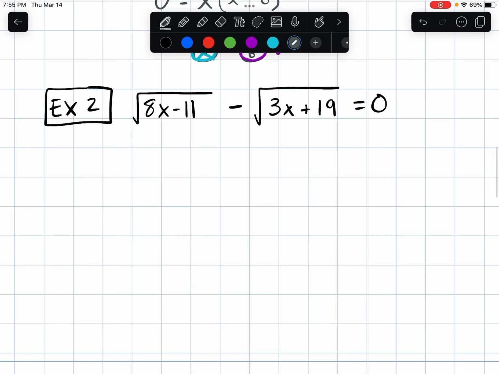Let's go ahead and try this second example here. We have the square root of 8x minus 11 minus the square root of 3x plus 19 equals 0. So let's go ahead and solve this.